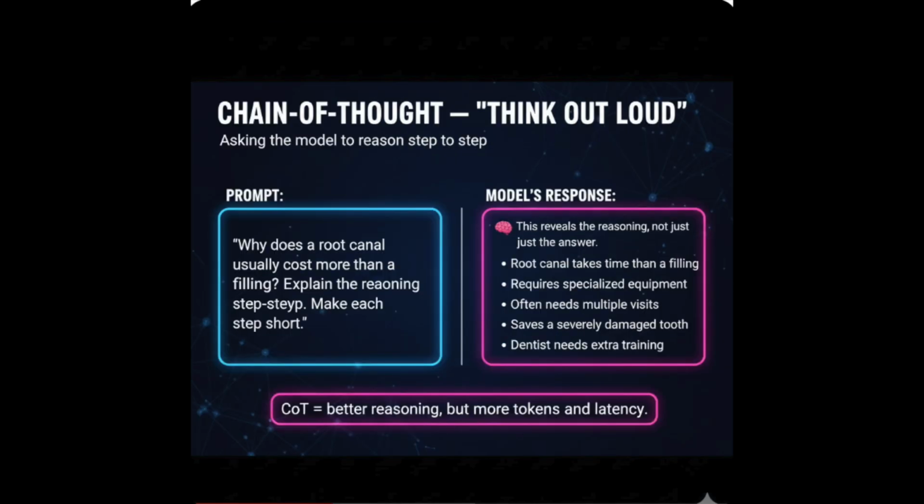Chain of thought. Think out loud. Chain of thought is asking the model to reason step by step. For example: why does a root canal usually cost more than a filling? Explain the reasoning step by step. Make each step short. The model might respond: a root canal takes more time than a filling.